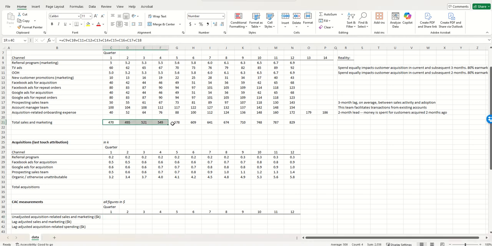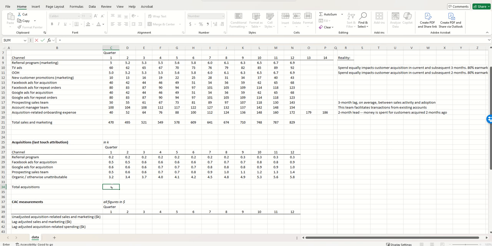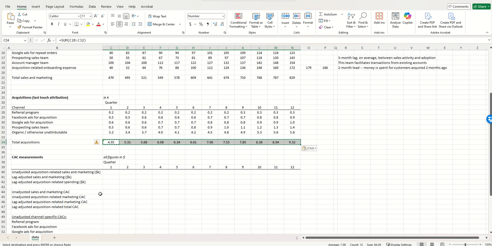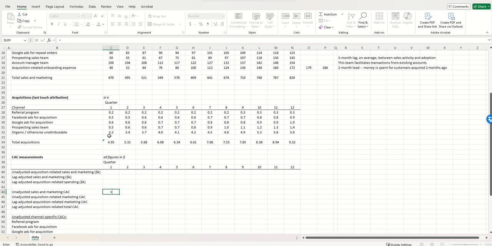So we have sales and marketing over here, total acquisitions is over here. We can see this is acquisitions by channel, and so total acquisitions would just be the sum of all of that. And we're going to use that formula for every single quarter. Then the unadjusted sales and marketing CAC is just sales and marketing divided by acquisitions.